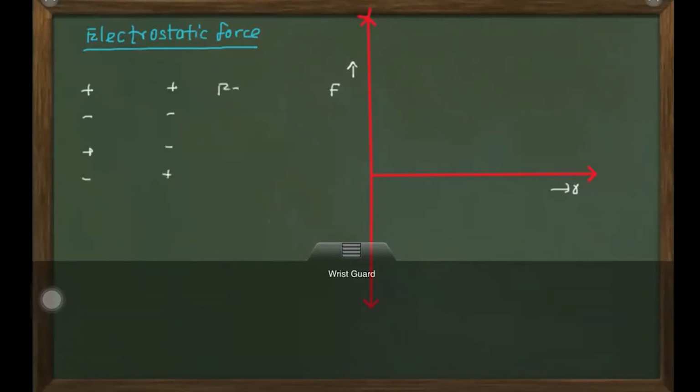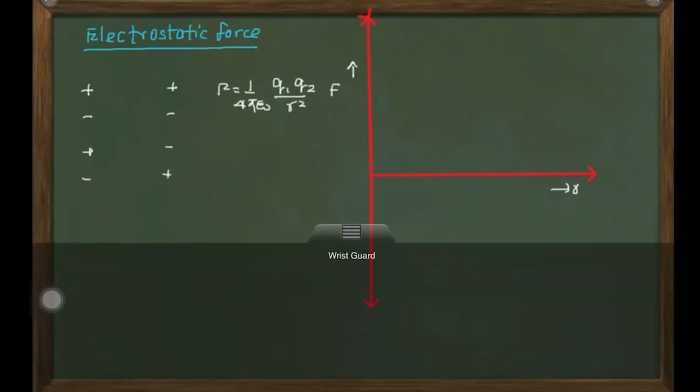The force formula is 1 by 4 pi epsilon naught times Q1 into Q2 divided by r square. It means Q1 is multiplied with Q2. Here, this one is Q1 and this one is Q2. When you multiply Q1 and Q2 with their signs, what will happen? Plus with plus is positive. Minus with minus is again positive. It means if your force is positive, then this will be a repulsive force.